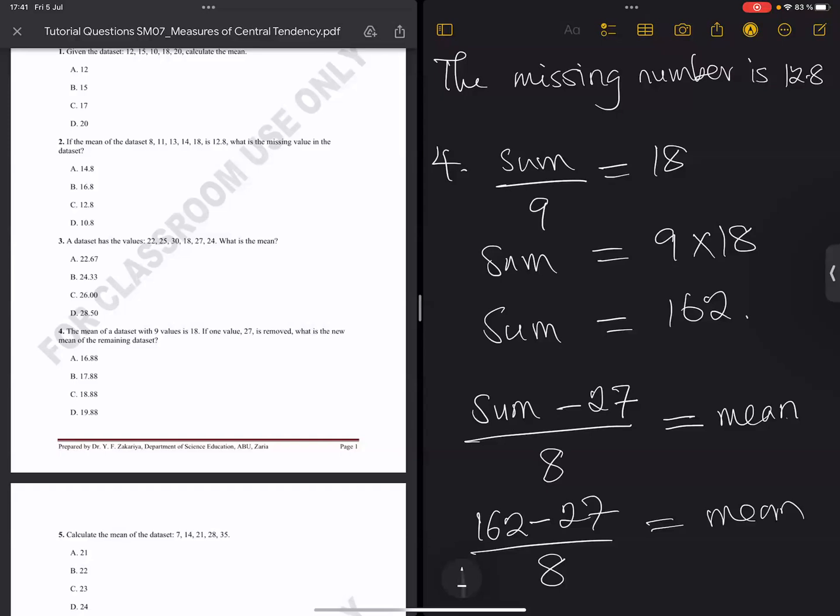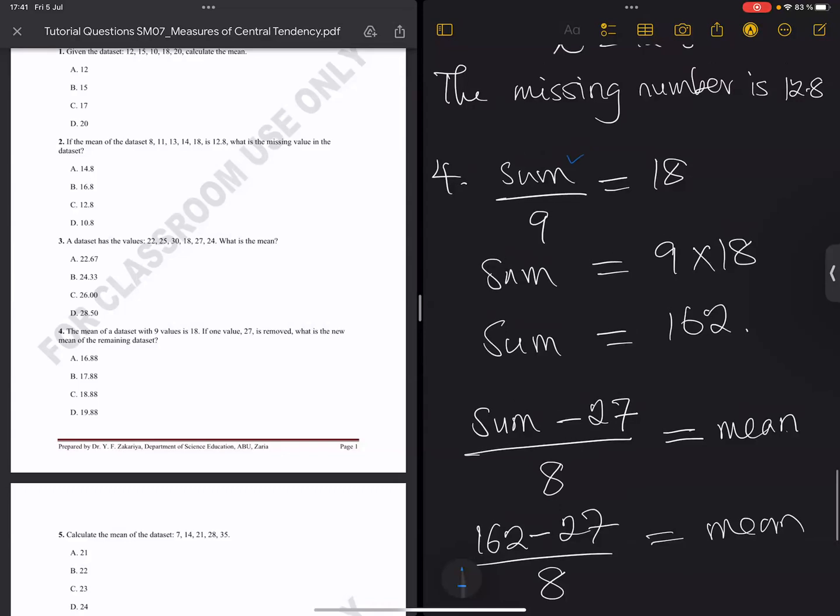The very first thing that you need to do is to understand it sentence by sentence. Do you understand the first sentence? The mean of a data set with 9 values is 18. And you know the mean is sum of items over number of items. We don't know the sum, we just wrote sum, but we know the number because there are 9 items. That's why I put 9 here. And the mean is 18. That means sum divided by 9 equals 18. Is it okay?